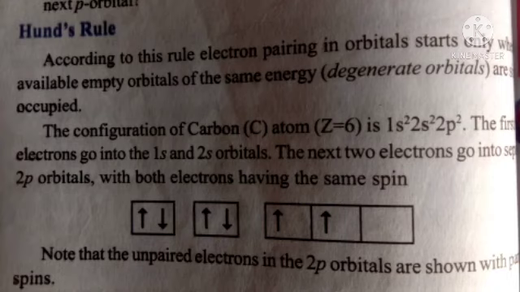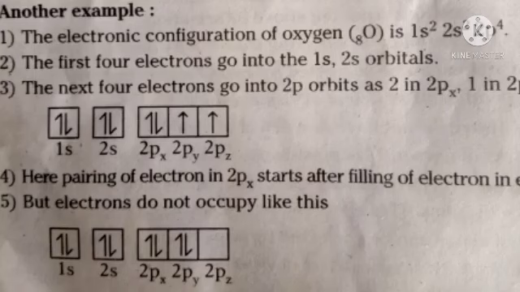The first 4 electrons go into the 1s and 2s orbitals. The next 4 electrons go into the 2p orbitals as 2 in 2px, 1 in 2py and 1 in 2pz. Now we can see the electronic configuration 1s2, 2s2, 2px2, 2py1, 2pz1. Here pairing of electrons in 2px starts after filling of electrons in each of the 2px, 2py, 2pz orbitals.